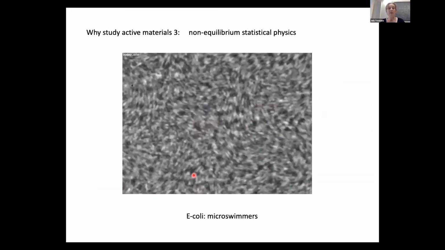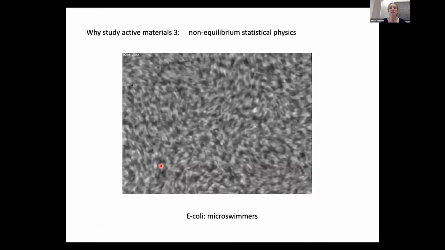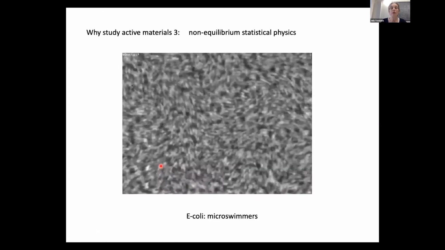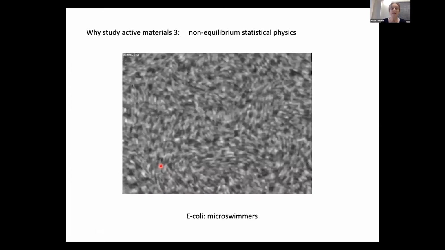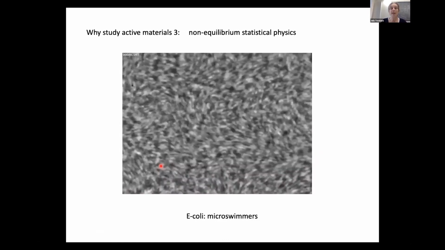And then the third reason why active materials are fun, particularly for a computational and theoretical physicist, is that this really is non-equilibrium statistical physics. Lots of particles together is statistical physics, but here you're putting in energy, and then the energy is continually pushing the system out of equilibrium. And so you've got a testing ground for the theories of non-equilibrium statistical physics.